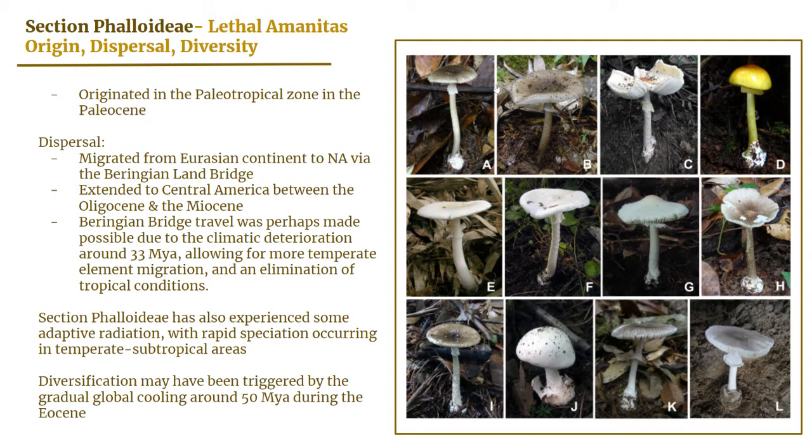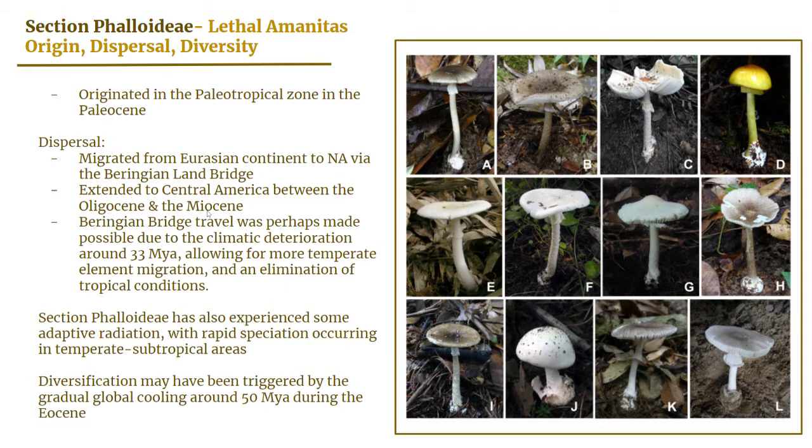Section Phalloideae, which is the lethal Amanitas, also originated in a paleotropical zone during the Paleocene. For dispersal, they migrated from the Eurasian continent to North America via the Beringian land bridge. They extended to Central America between the Oligocene and the Miocene. The Beringian bridge travel was perhaps made possible due to climatic deterioration around 33 million years ago, which allowed for more temperate element migration and an elimination of tropical conditions.